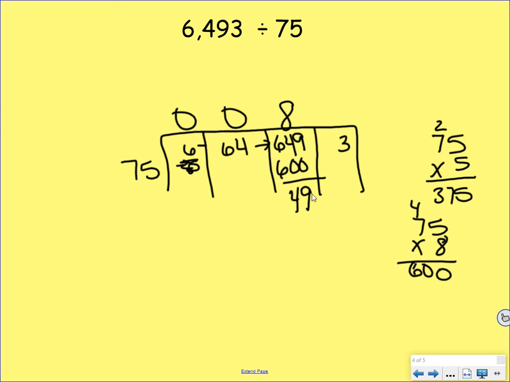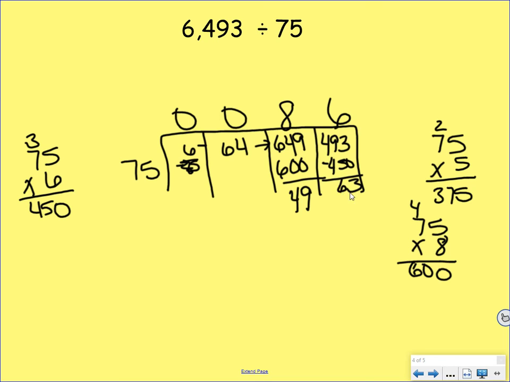940. Now what am I going to do with this 49? I'm going to bring it up, and now I have 493. Ooh, 5 was pretty close, right? Let's try 6. I'm going to come over here. 75 times 6. 0, 3, 42, 45. Can we do another 75? No, because that would be over 500. So this is it. We can do 6, and we subtract 450, and we get 63 left.